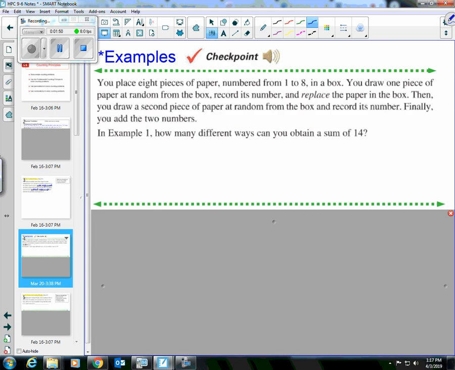Feel free to pause the video so you can get what you need, but let's just take a peek at this scenario. So you're going to put 8 slips of paper numbering 1 through 8 in a box. We're going to replace the paper every time we draw a piece out. So then you're going to draw a second piece, but you're going to put it back so it's with replacement. So you have the total number you're still choosing from. And then you're going to add the 2 numbers that you get. How many different ways can you obtain a sum of 14? So your slips are numbered 1 through 8.